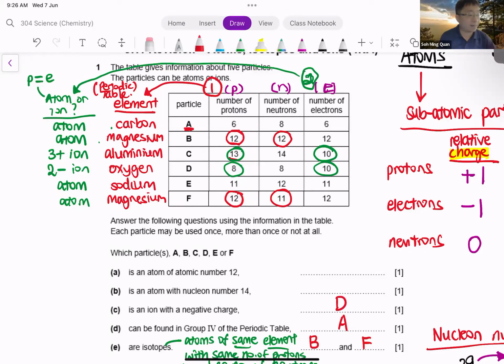Which one is an atom of atomic number 12? Now, atomic number is also known as proton number. So which one has proton number 12? That's what they're asking you. There are 2 answers to this, right? Both B and F have proton number 12. The number of protons is 12. Therefore, the atomic number is 12.